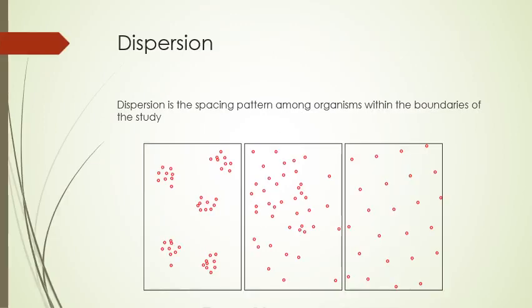So you can grow a population through immigration or birth. You can shrink a population through death or emigration, people leaving.